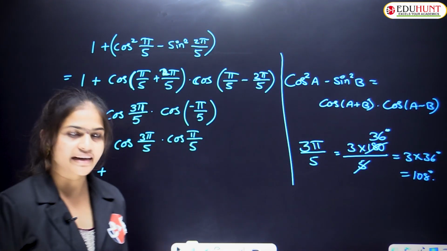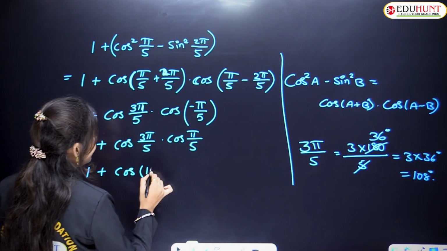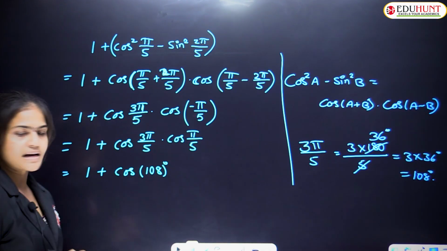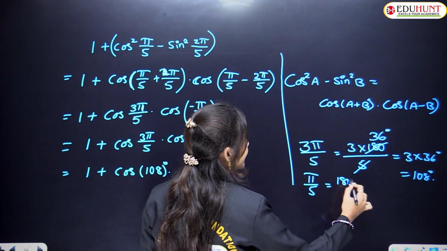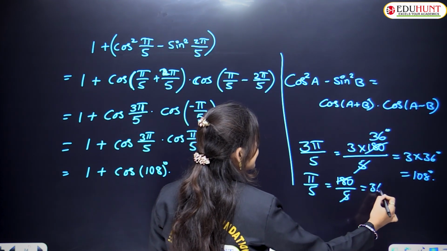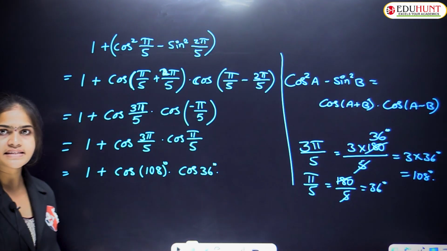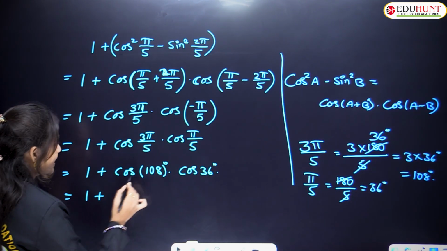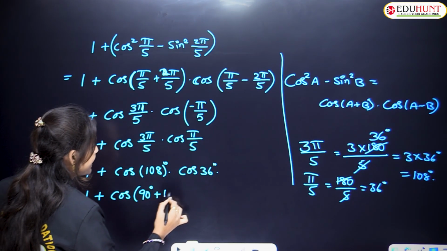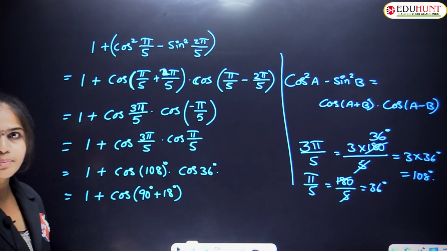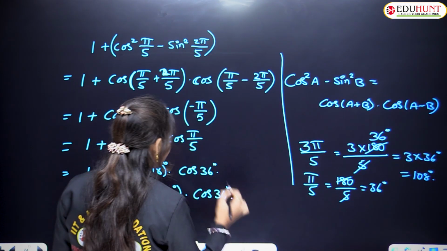108 degrees. So we can write this one as cos of 108 degrees, into cos pi by 5. So pi by 5 means 180 by 5, which means 36 degrees. So that is cos 36 degrees. So from 1 plus cos 108 degrees, we can write this one as cos of 90 degrees plus 18 degrees. Shall we write like this? 90 plus 18, again we will get 108, into cos 36 degrees.